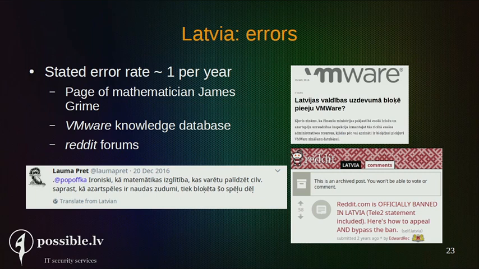The page of mathematician James Grime was blocked, unintentionally apparently. The VMware knowledge database was blocked unintentionally, and Reddit forums were blocked, also apparently unintentionally. Here we can see a tweet that says, it's ironic that mathematical education that could help people to understand that gambling leads to loss of money is being blocked because of gambling.